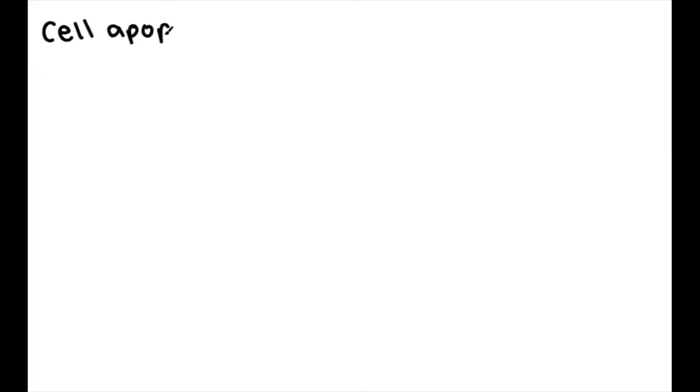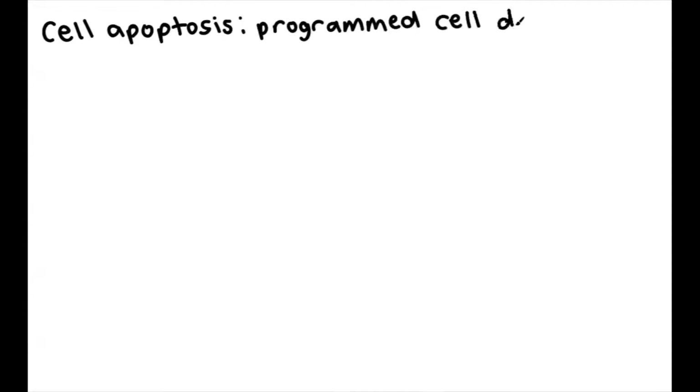Apoptosis refers to cell death, and is usually specifically referred to as programmed cell death. This is because one of the reasons why apoptosis occurs is that the cells are no longer needed, so they have been instructed to die.